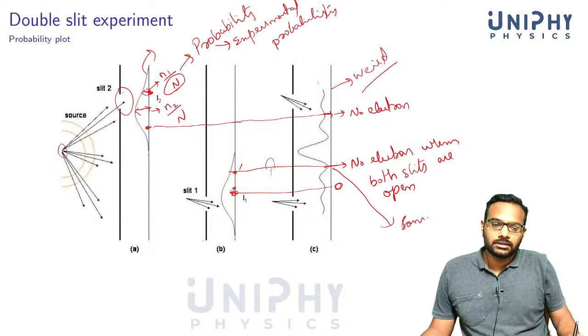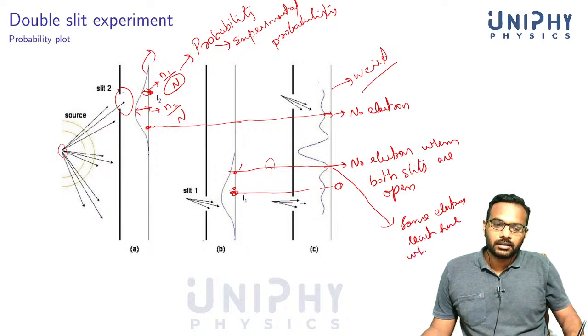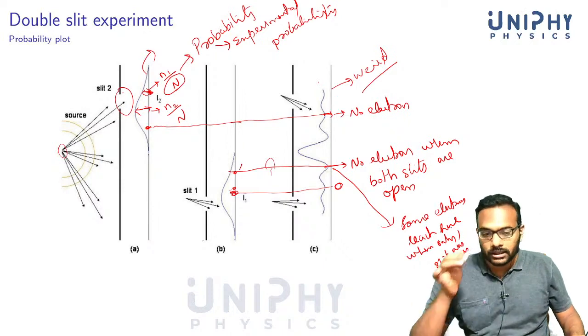Some electrons reached here. We are talking about the same point on the screen, all right? When only one slit was open. Okay, I hope this is clear.